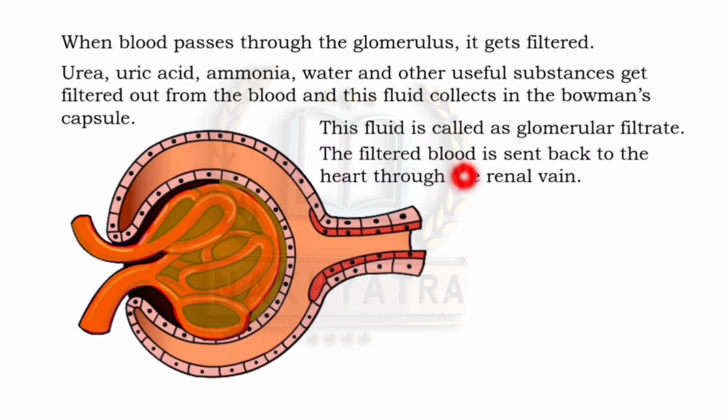The filtered blood is sent back to the heart through the renal vein. So this is the renal vein. Clear everyone?